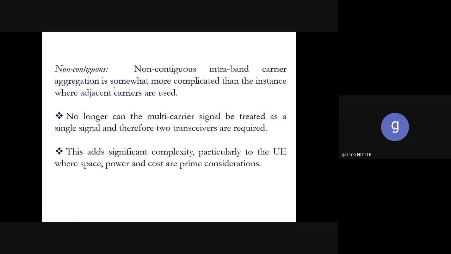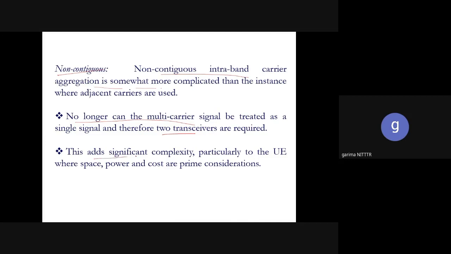Non-contiguous intra-band carrier aggregation, as we have seen in the diagram, is somewhat more complicated than the instance where adjacent carriers are used. No longer can the multi-carrier signal be treated as a single signal, and therefore two transceivers are required. So obviously, as per the carrier aggregation process, your infrastructure or hardware requirement will be different.